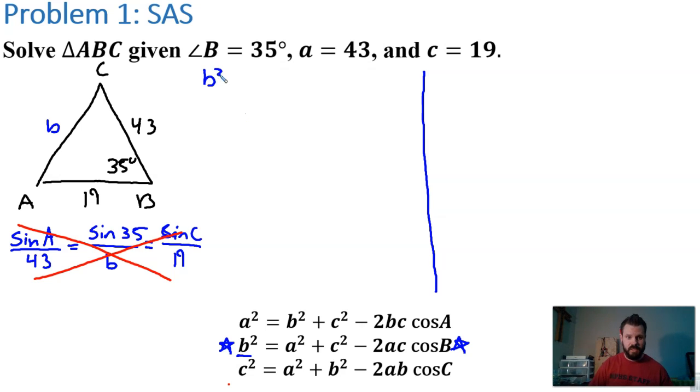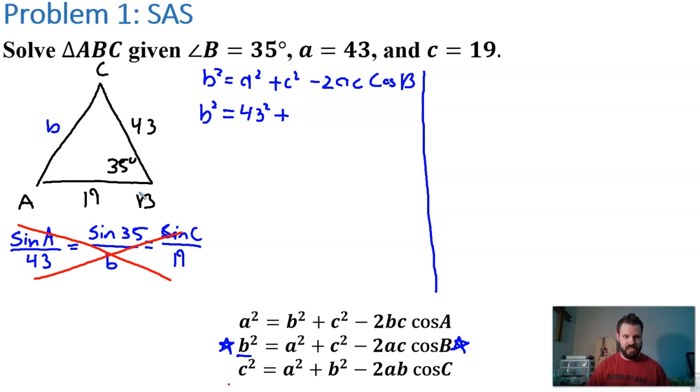We have b squared is equal to a squared plus c squared minus 2ac cosine B. And the toughest part for me is just going to be fitting this all on the one screen here. I'll do my best. All right, so I don't know b squared, but that's equal to a squared, which is 43 squared, plus c squared, which is 19 squared, minus 2 times 43 times 19 times cosine of 35.